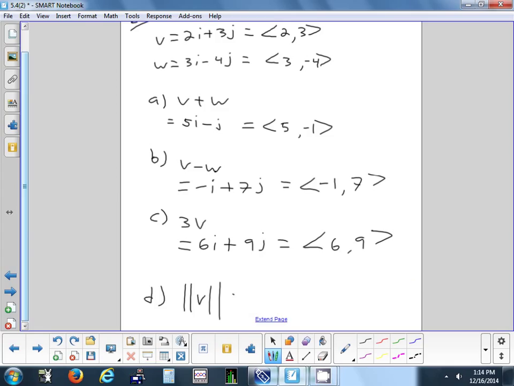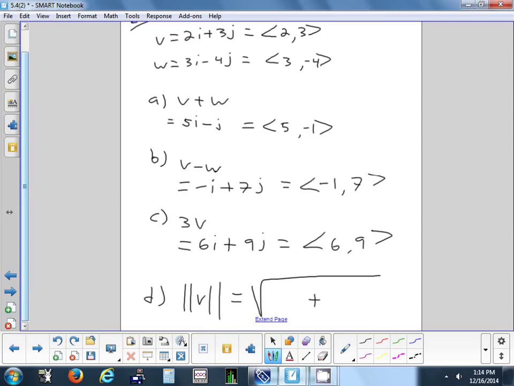And D. Okay, D is the last one, finding the magnitude. When you find the magnitude, what's the first symbol you should write down so you don't forget to do it? Yeah, put down that the whole thing is square rooted. Anybody tell me the 2 numbers that are going to go under the square root?